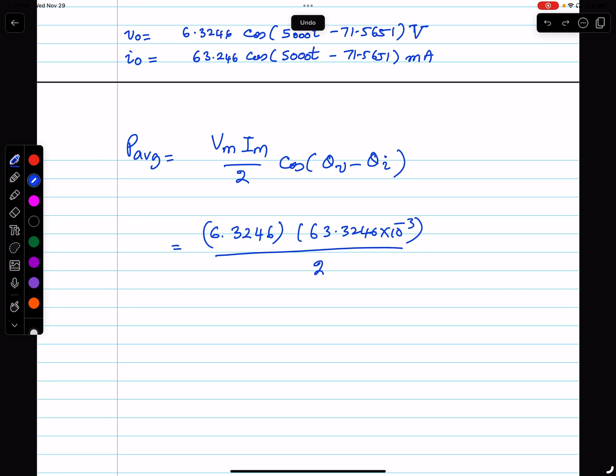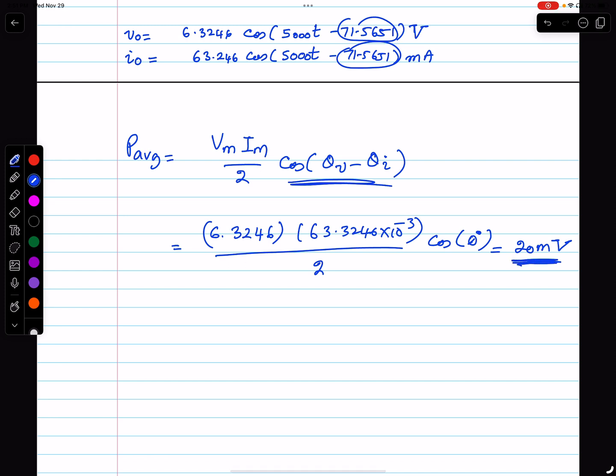Let's see what happened here. Theta V is the same angle as theta I, so the difference is 0 degrees. Cosine of 0 is 1. So this comes out to be 20 milliwatts. So 20 milliwatts is being dissipated in the output resistance, and that is the answer that we are after.